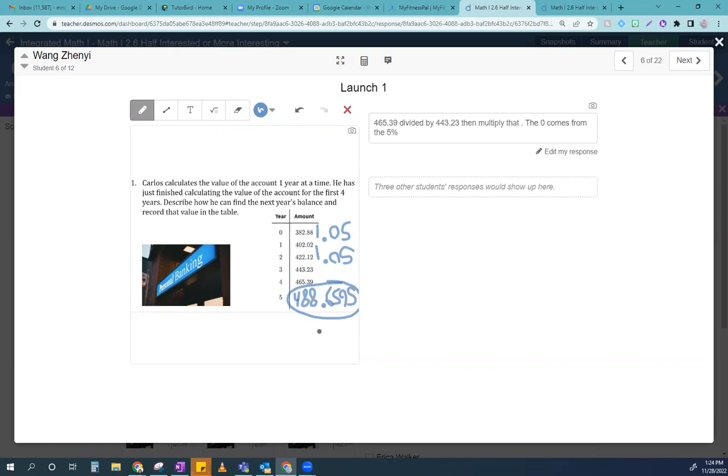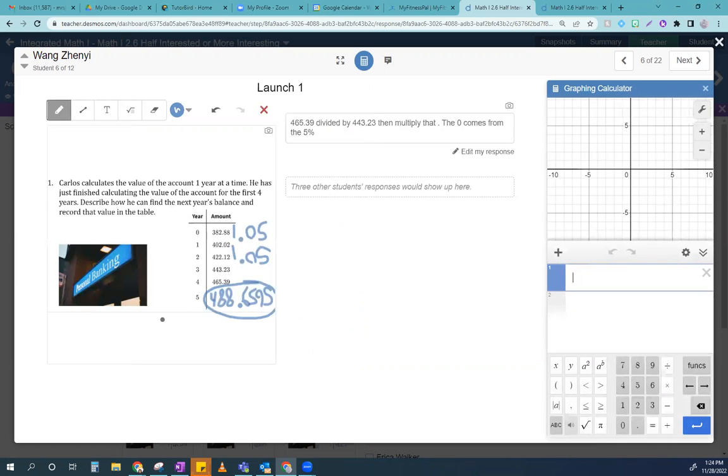Very good. And when your classmate says this is geometric, she's basically saying, hey, Miss Johnson, I'm multiplying by, multiplying by, multiplying by. So if I wanted to come up with a calculator expression for this, I would have gone like this: 382.88 times 1.05. That's how much money is in the second year, times 1.05. That's how much money is going to be in the third year, times 1.05.